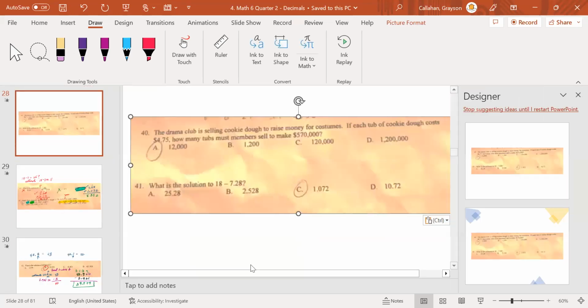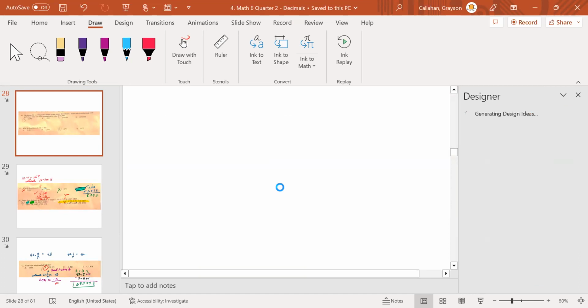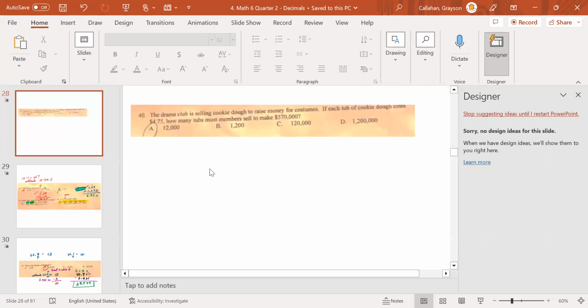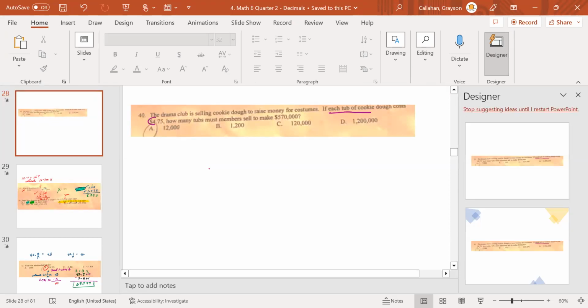Okay, so go ahead and read it. To raise money for costumes, if each tub of cookie dough costs $4.75, how many tubs must members sell to make $570,000? One tub of cookie dough is $4.75, right? They need to make at least $570,000, which is a lot of money, right? So if one tub is $4.75, you're saying how many times can I fit $4.75 into $570,000, right?